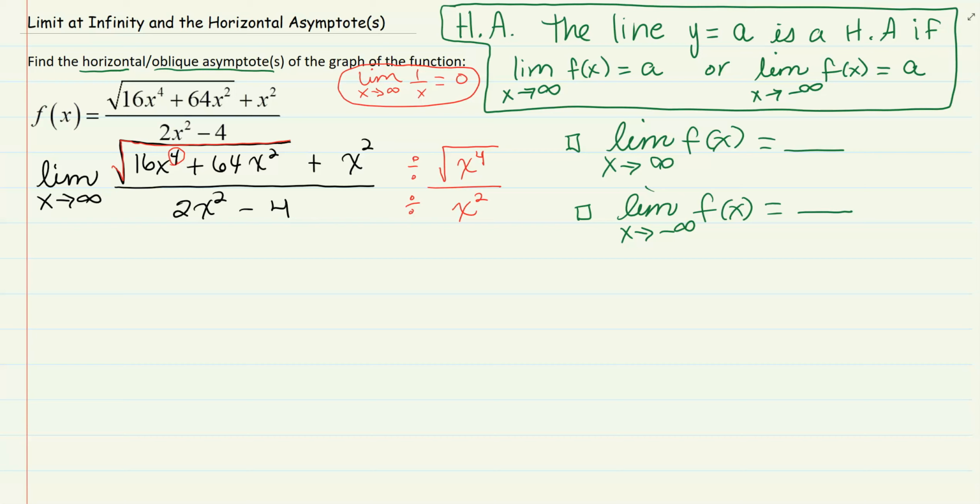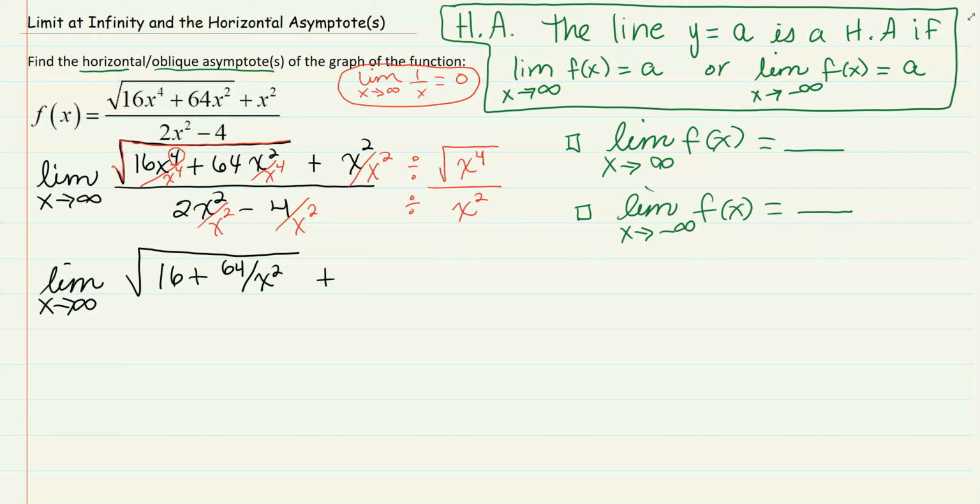Okay, so inside the square root, when we divide by x squared outside of the square root, inside the square root, we really are dividing by x to the fourth power. And that's how that goes. So that then becomes limit as x goes to infinity of square root of 16x to the fourth divided by x to the fourth is 16, plus 64 divided by x squared, plus x squared divided by x squared is 1, all divided by 2x squared divided by x squared is 2, minus 4 over x squared.